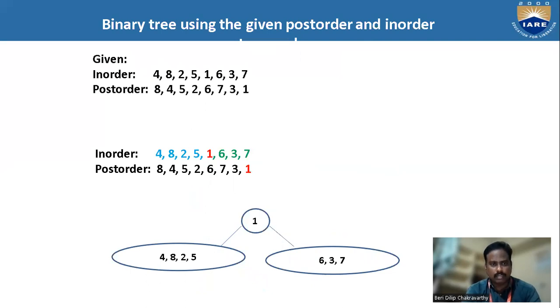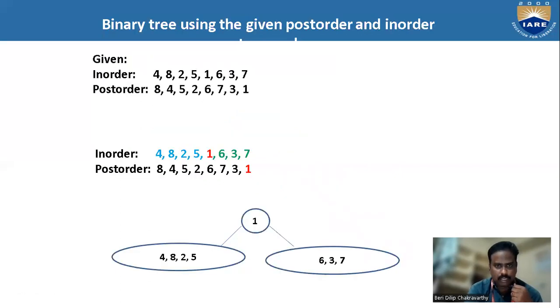Similarly we can take another example like this. Here he has given in order and post order. In the earlier example we have taken in order and pre-order, but here we are taking in order and post order. Okay, so observe here, first given in order. And post order means we all know root is the last. So we are writing 1 as a root, and what is left and what is right we need to see here. So 1 is here, left part is 4825, and right part is 637.